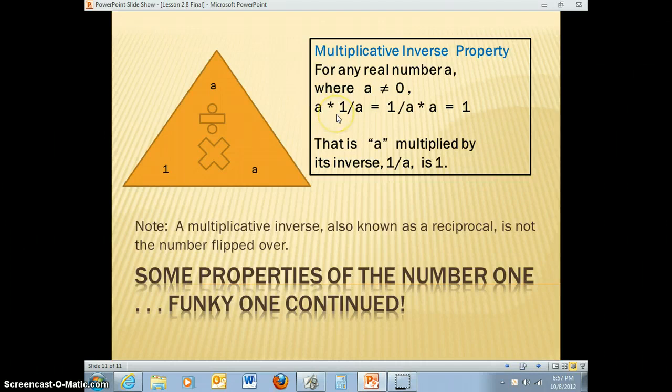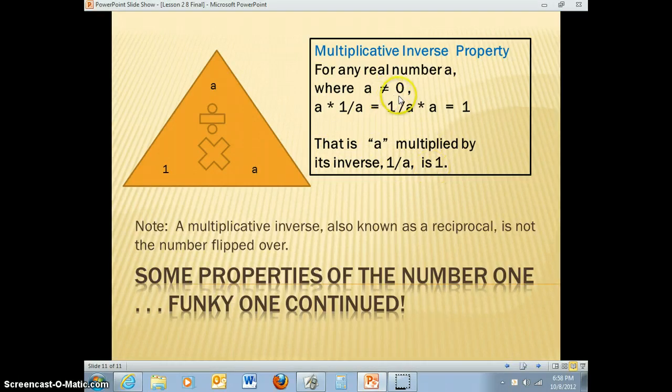A times 1 over a, all right? Or I commute it around, 1 over a times a. In either case, I'm going to get 1. Because in this one, I'm going to get a over a, and in this one, I'm going to get a over a, and that's 1. Okay? So if a is multiplied by its inverse, the product is 1.